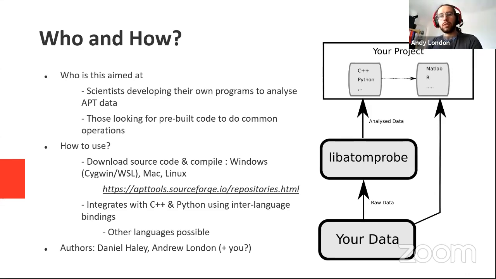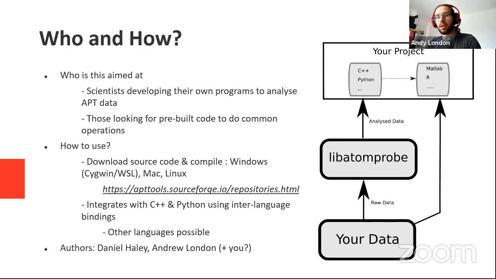It compiles on Linux, Mac, and Windows. On Windows, we're using either Cygwin or the Windows Subsystem for Linux. You can clone the repository. It's fairly straightforward to compile. I'm not an expert at actually compiling things, and I found it relatively straightforward. You can also use it with Python. So you can use all of the power of the AtomProbe library and basically just plug that into Python and use it interactively rather than having to compile C++ code.